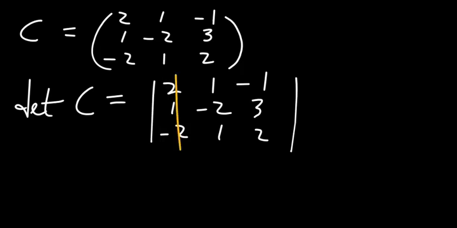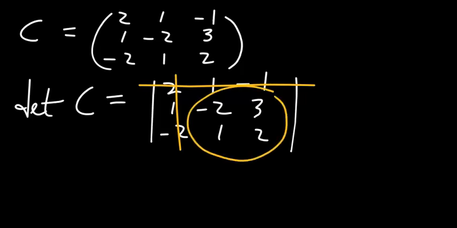So let's determine the cofactor associated with that element 2 by crossing out 2 in two mutually perpendicular directions. We are left with a 2 by 2 determinant. We know how to calculate this 2 by 2 determinant. So that is minus 4 minus 3.